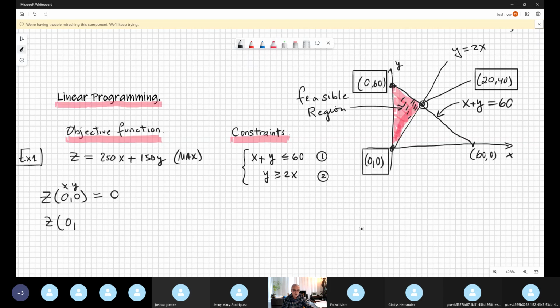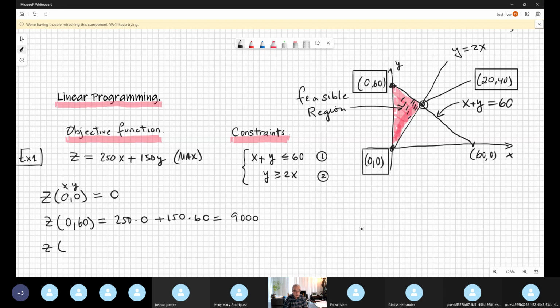Evaluate now at 0,60. It's 250 times 0, because x is 0, plus 150 times 60. I put it in the calculator: 150 times 60 is 9,000. Suppose it's the profit, $9,000.